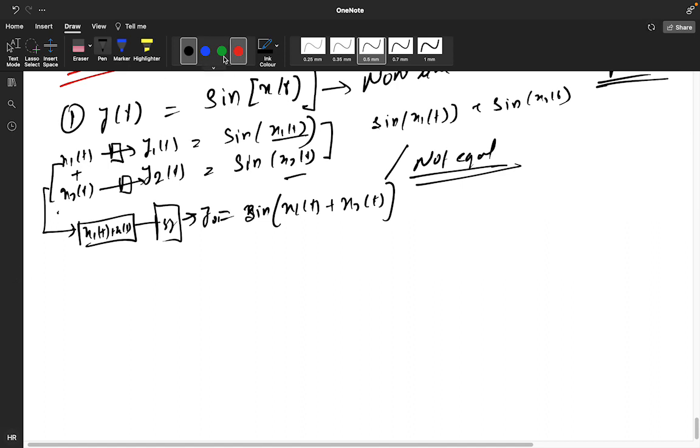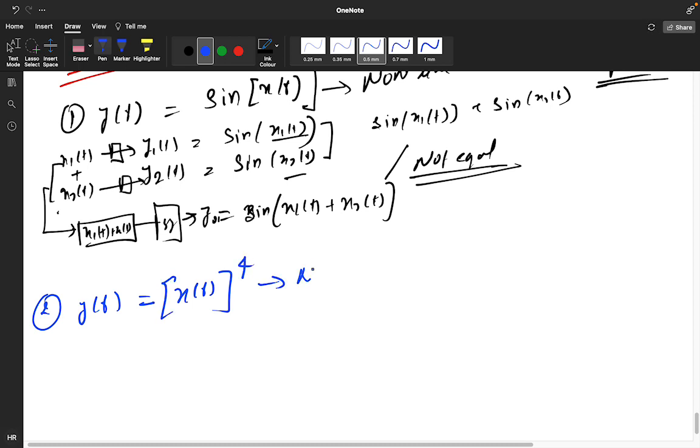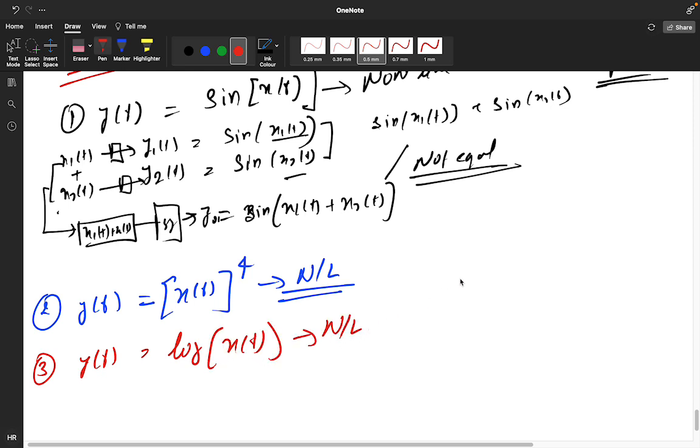In the same way, if y of t is equal to x of t to the power 4, it is non-linear. If it is t square times x of t, then it is linear. You can check it with the principle of the law of additivity. The third example, y of t equals log of x of t, is non-linear. And if it was x times log t, then it was linear. Don't get confused.